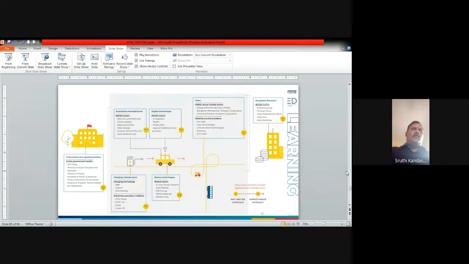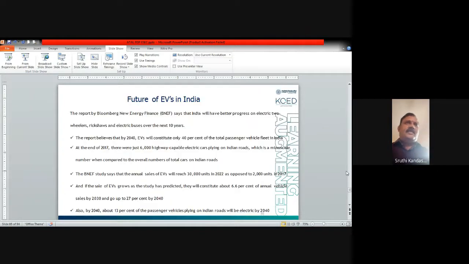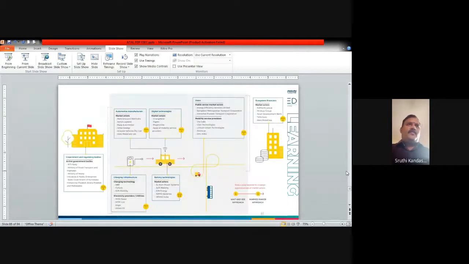So the first one is the government schemes, regulations, subsidies, everything. Niti Aayog, Ministry of Road Transport and Highways, Ministry of Heavy Industries and Public Enterprise, all these are having the first step. They are the key persons. Next one is the automotive manufacturers: Mahindra, Ashok Leyland, Bajaj, Ather Energy, Ampere Vehicles, Hero.